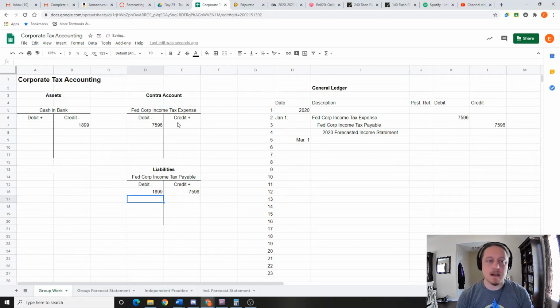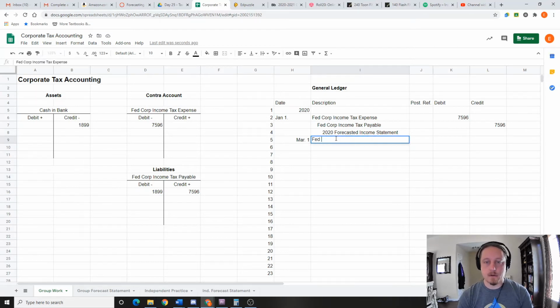Now this does not come off the expense. The expense still counts. At the end of the year, we should be able to see all of our expenses in an expense account, and then we cancel it out by doing some accounting end of year stuff. But for now, this is coming off a liability. We don't owe that 1,899 anymore. All right, so that was the debit.